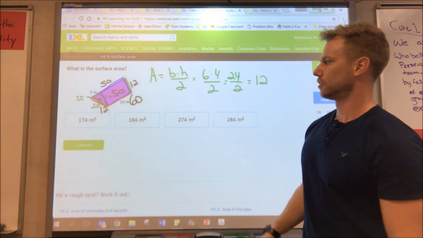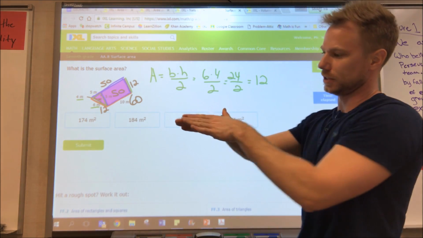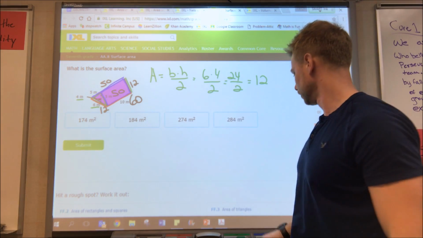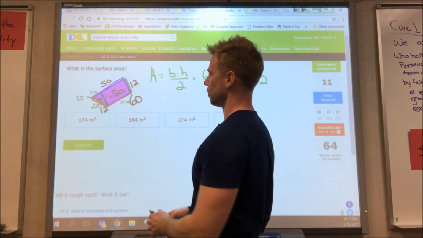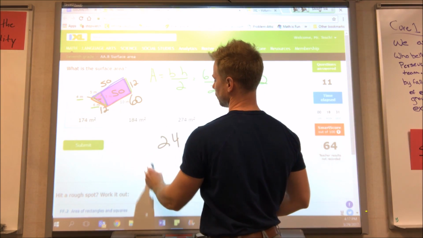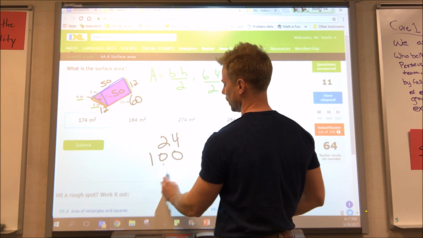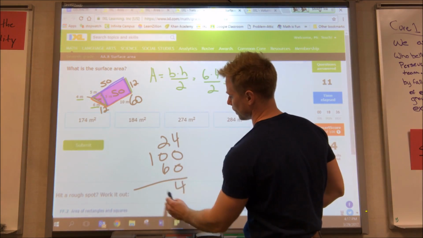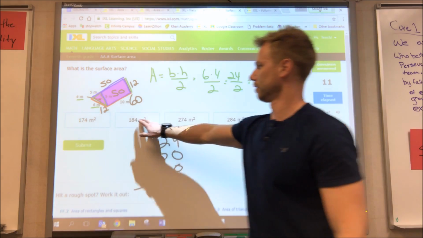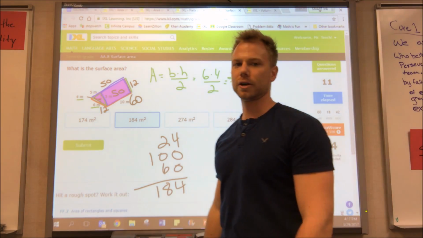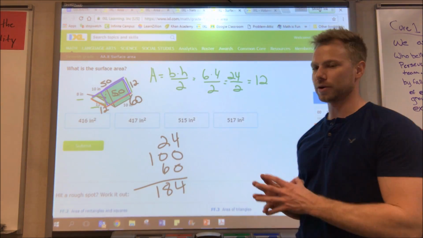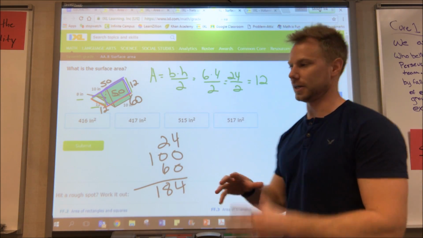Okay, so we have 50 and 50 on the sides. On the bottom is 60, and then the 2 triangles. Okay, so we'll add all those together. 12 and 12 is 24. 50 and 50 is 100, and then we have 60 for the bottom. Add those together, we get 184. Okay, so those are a little harder to visualize, a little harder to see what's going on. But same process, you're finding the area of the faces and adding them all together.